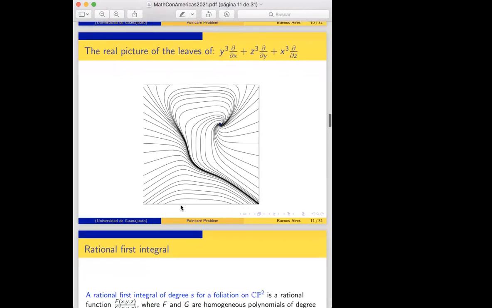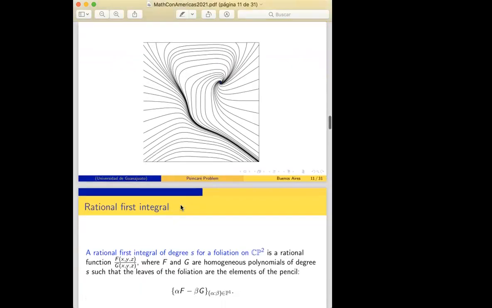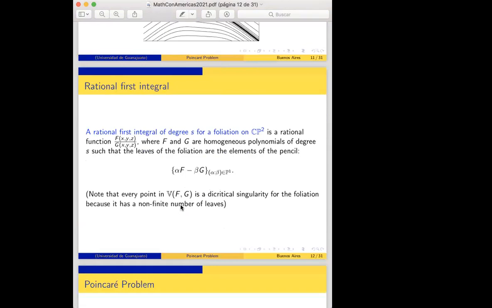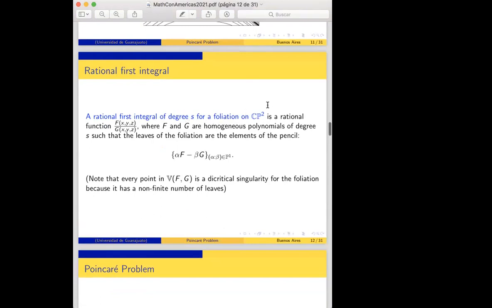Well, now we return to talk about the Poincaré problem. This is the aim of the talk. For that, I would like to say what a rational first integral is. A rational first integral of degree S for a foliation in the projective plane is a rational function f over g, where f and g are homogeneous polynomials of degree S. The leaves of the foliation are the elements of the pencil defined by f and g.